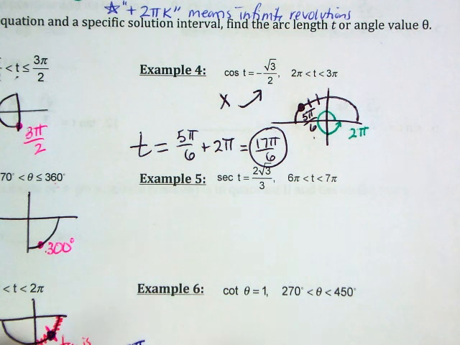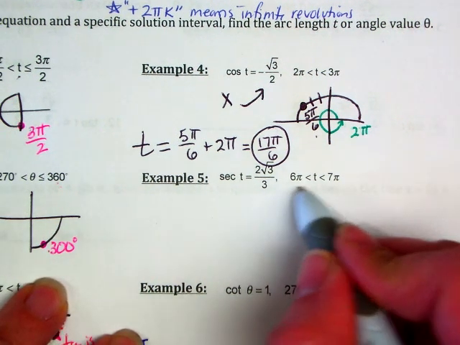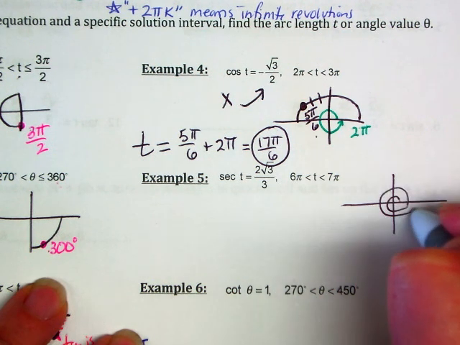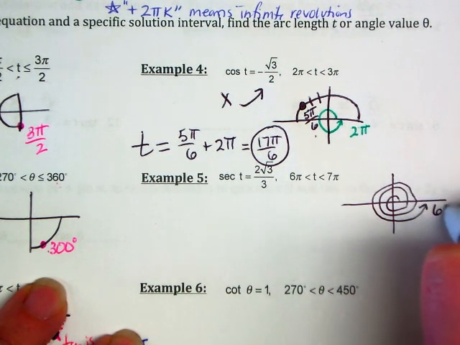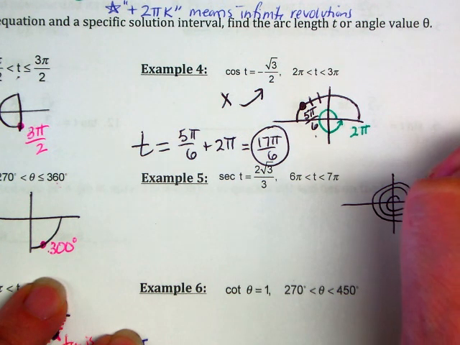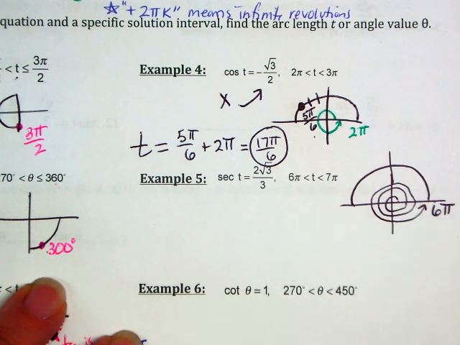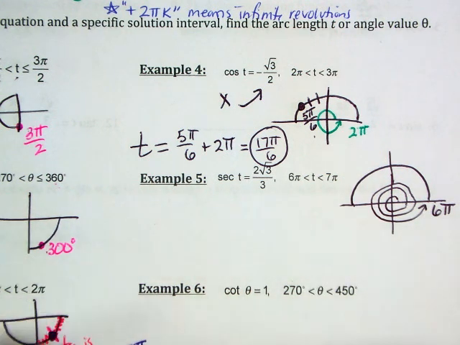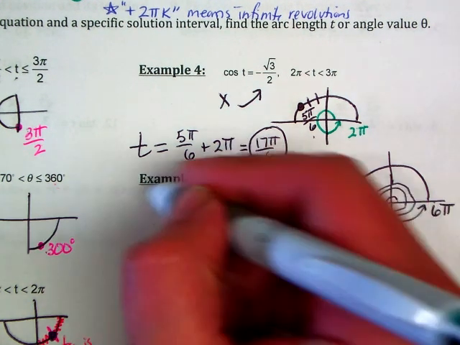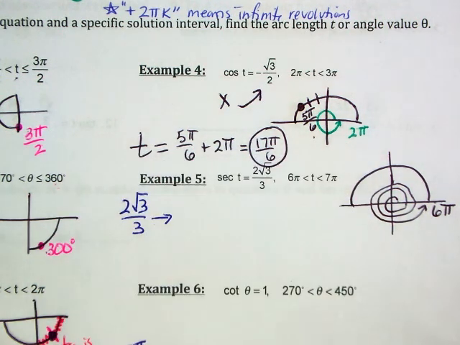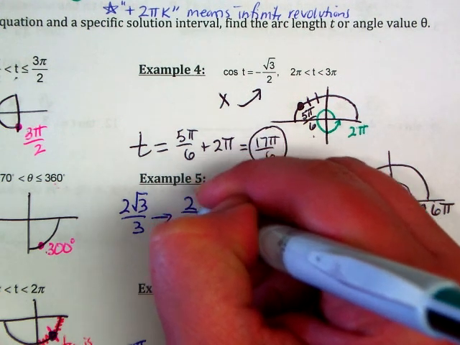Example 5. This is going to take into account a lot. 6 pi to 7 pi, 2 pi, 4 pi, 6 pi is 3 revolutions. Then I'm going to come up here. Somewhere between 6 pi and 7 pi, my solution will fall. Now, for the next step, there's a lot of thought process that needs to go on in our understanding of the unit circle. First of all, 2√3 over 3, before it was rationalized, was 2 over √3.